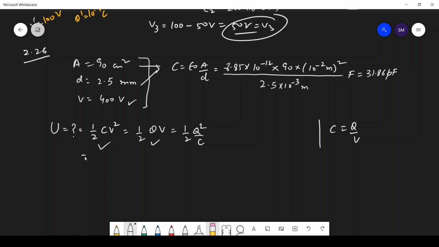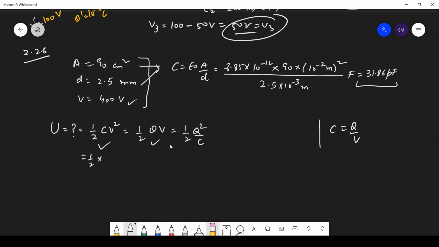So put this capacitance here. So 1 by 2 into 31.86, and so you can also put this value C here. You need not calculate this even. It will be easy for you to do the calculations, right?